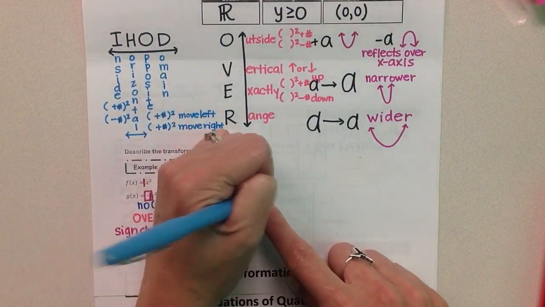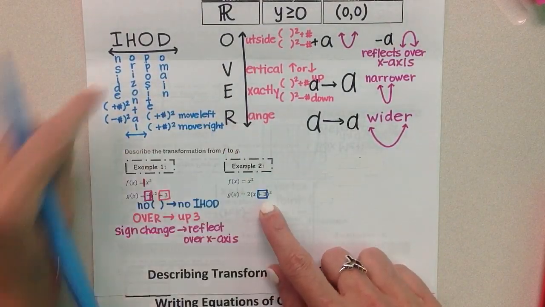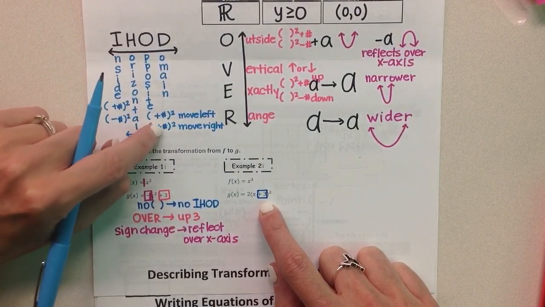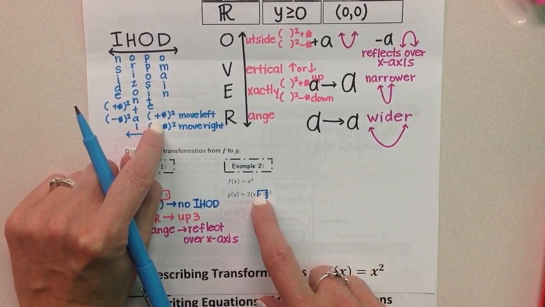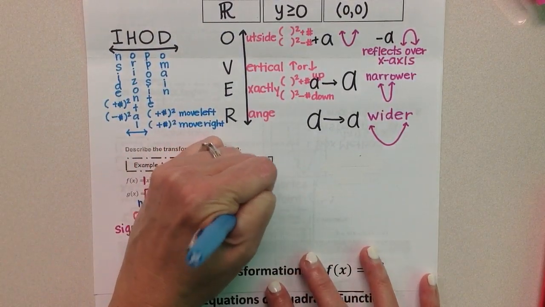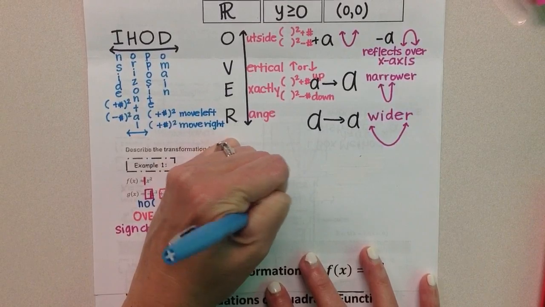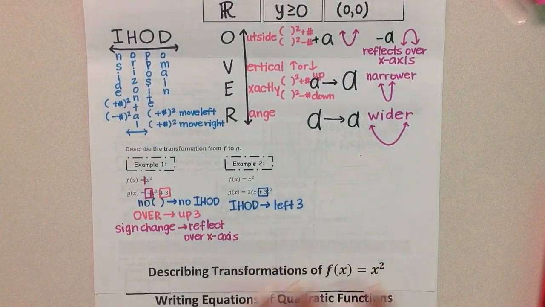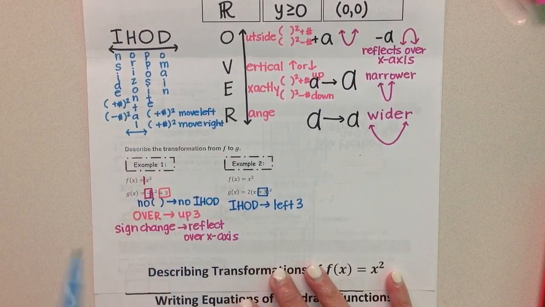I do have parentheses. I do have a number inside, which tells me it's either going to move left or right. And so now I've got to do the opposite of what it says. So if it is positive, it's actually going to move left. So I have an IHOD number, and it is telling me to go left 3 because I see a positive 3, but I've got to do the opposite of what I'm used to thinking.